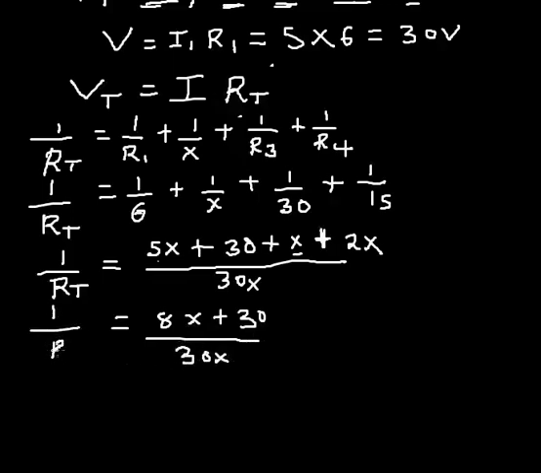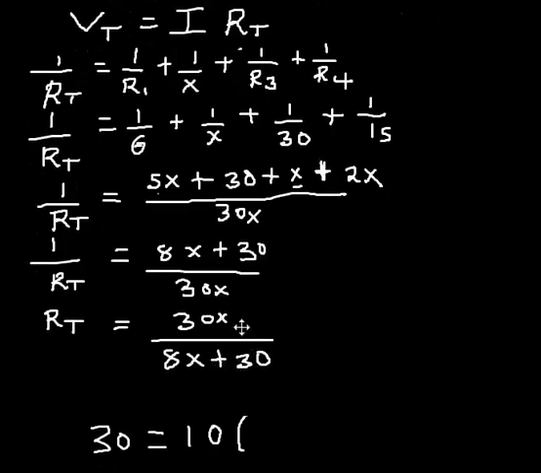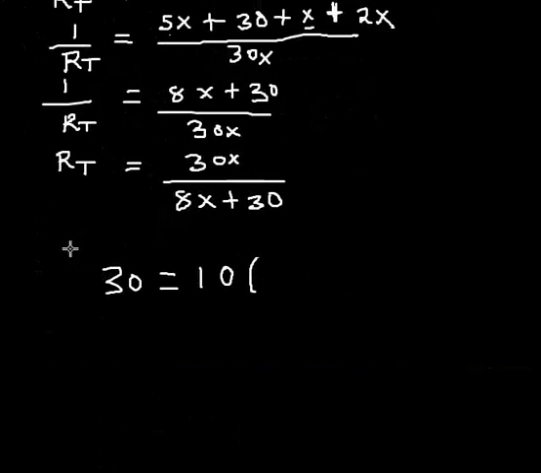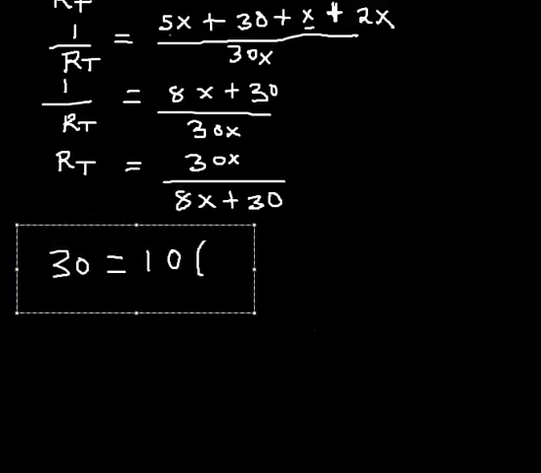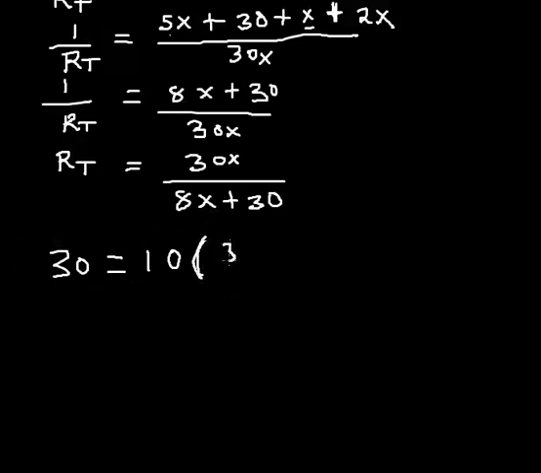But remember, what I'm looking for is RT, not 1 all over RT. So for me to be able to get RT now, I have to reverse. Okay, so 30x will come up, then divided by 8x plus 30. So I've gotten what I'm looking for now. We can now flow with getting my unknown resistor X. Okay, so let's flow with that. Here we go. So this is going to be 10 multiplied by 30x divided by 8x plus 30.